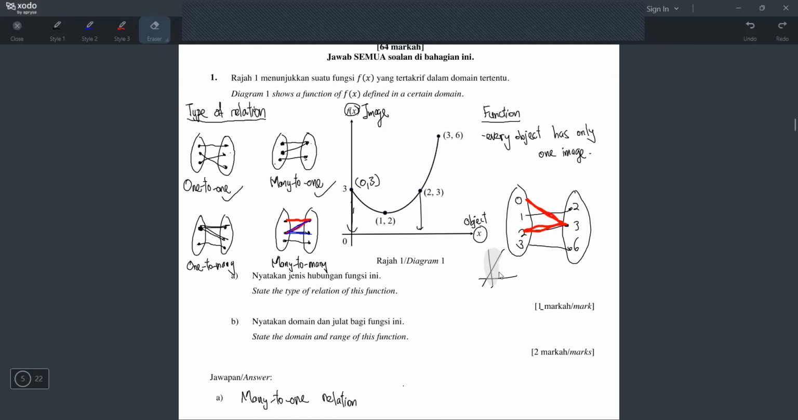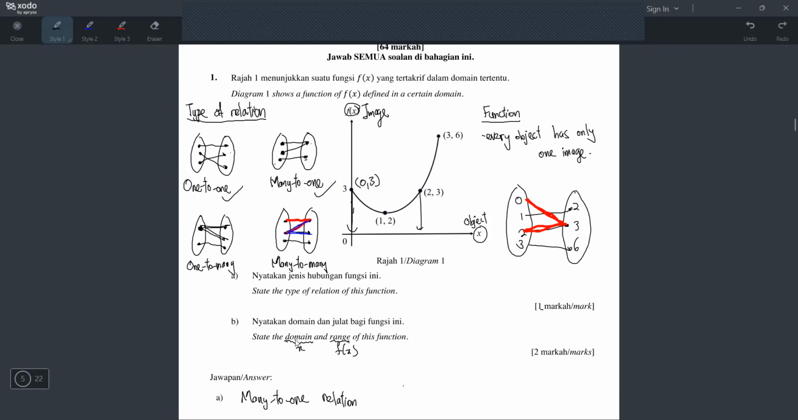Okay, I think I can continue with the B question. B question says state the domain and range of this function. Domain means x. Remember that. Range, if they never say range of x or range of f(x), means f(x). If they mention range of x, then of course it's the x range. But if they never mention, it's f(x).